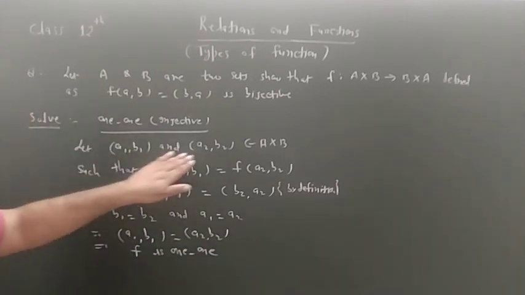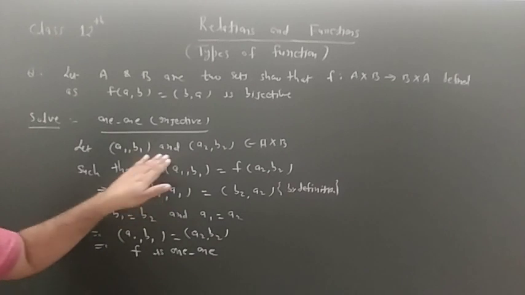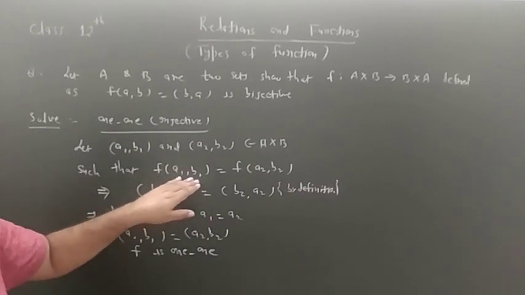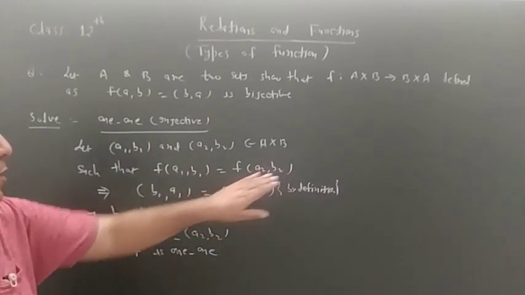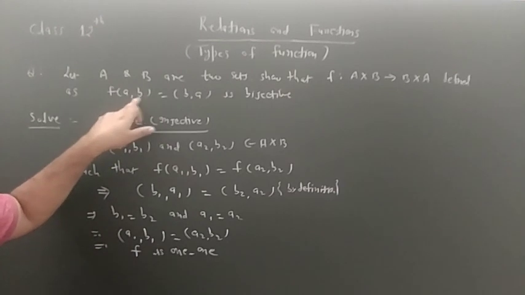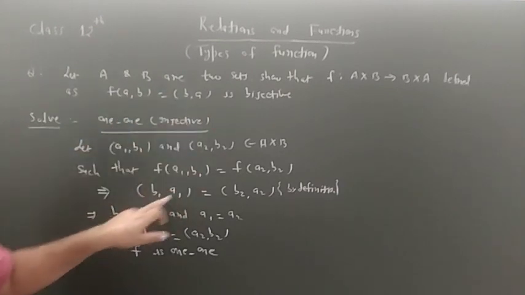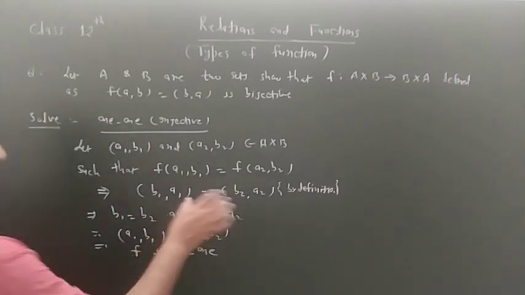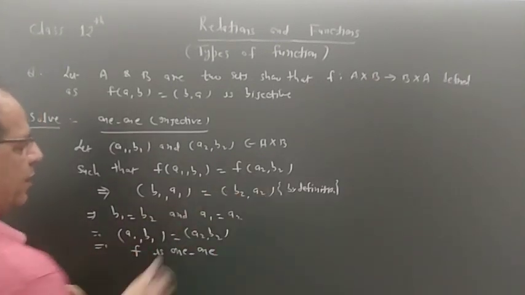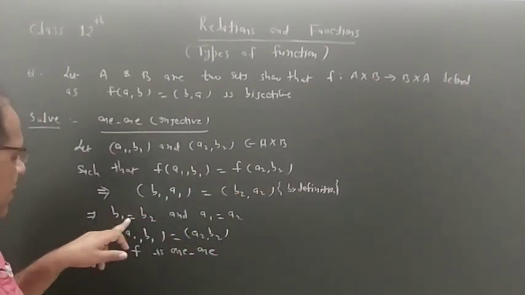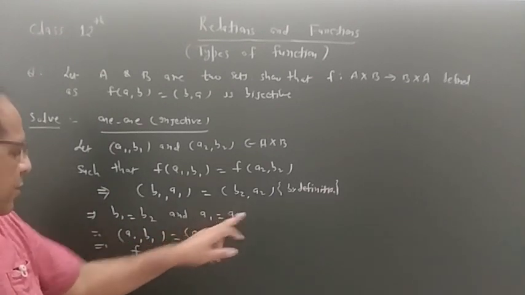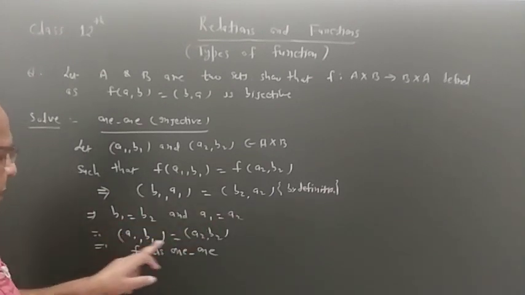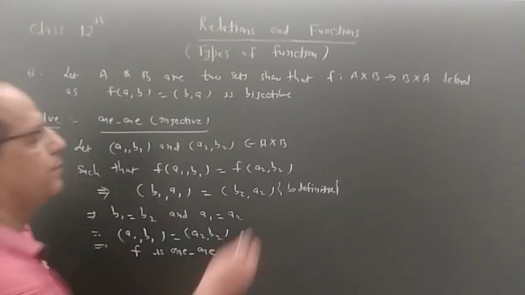We take two ordered pairs from A cross B having the condition that the image of (a1, b1) is equal to the image of ordered pair (a2, b2). According to definition, f(a, b) equal to (b, a), so this will be equal to (b1, a1) and this equal to (b2, a2). By the property of ordered pairs, two ordered pairs are said to be equal if their corresponding elements are equal. So b1 equal to b2 and a1 equal to a2. Now (a1, b1) equal to (a2, b2), so f is one-one.